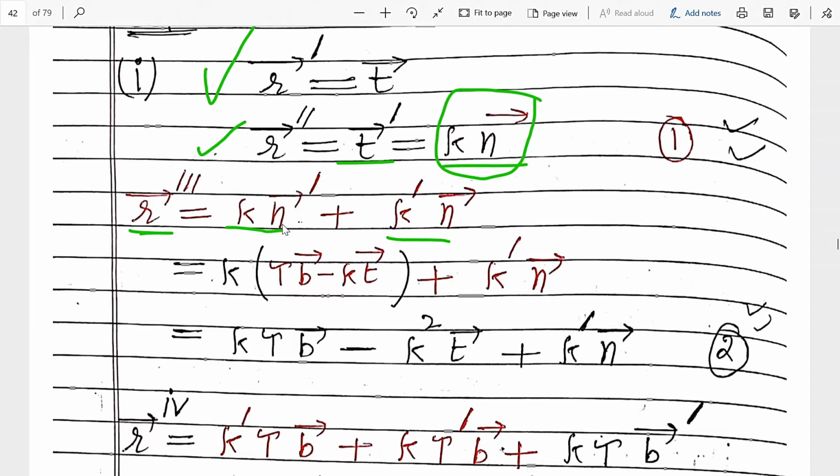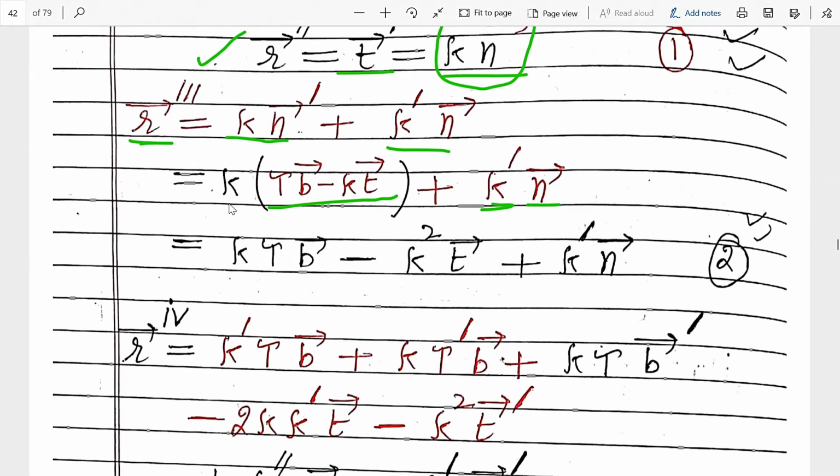Now substitute the value of n dash, which is equal to tau b minus kappa t, and kappa dash is the same as it is, into n vector. Now simplify, we get kappa tau b vector, minus kappa square t vector, plus kappa dash n vector. So this is equation number 2. Now again we differentiate this equation with respect to s.